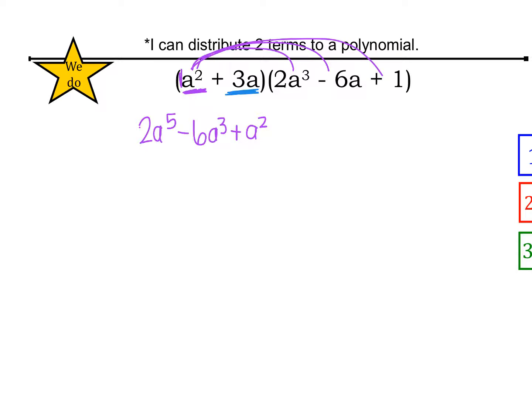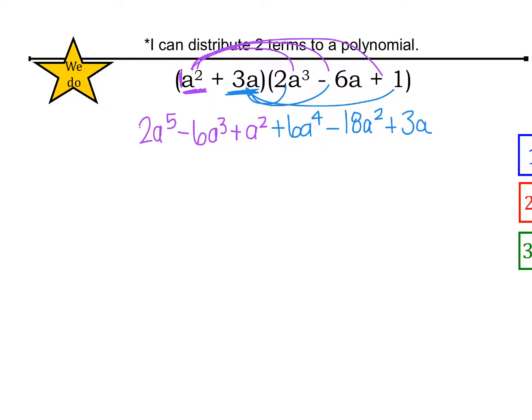And then I have a to the second times 1, which is just a to the second. All right, and then I'm going to distribute that 3a. So 3a times 2a to the third is 6a to the fourth. And then 3a times negative 6a is negative 18a to the second. And then 3a times 1 is 3a.